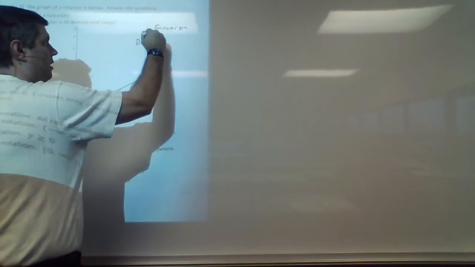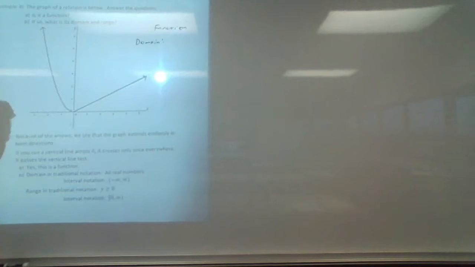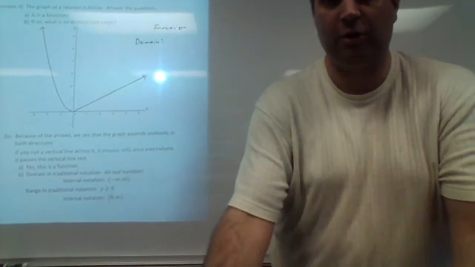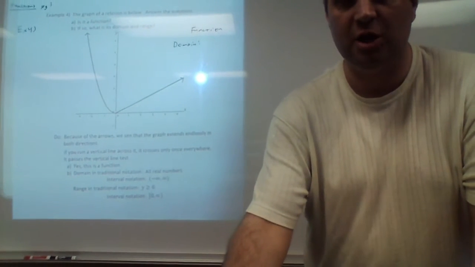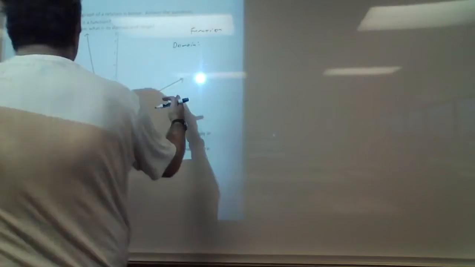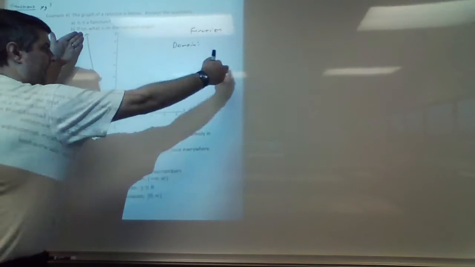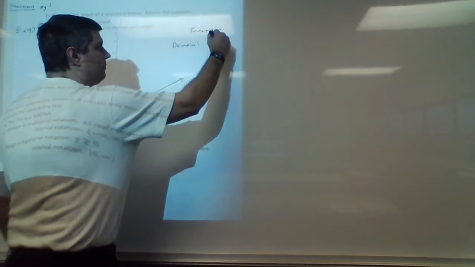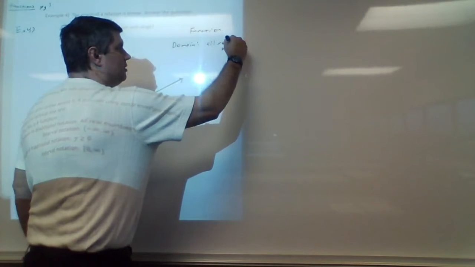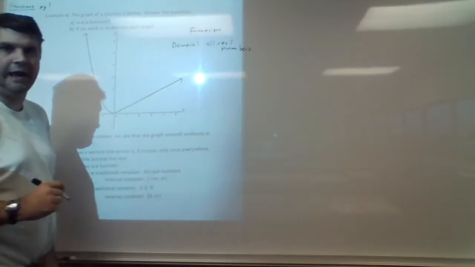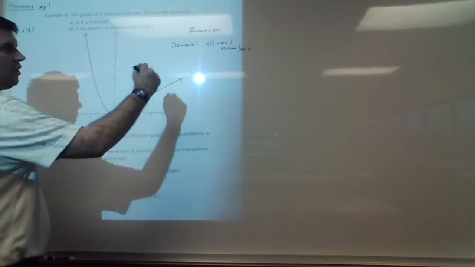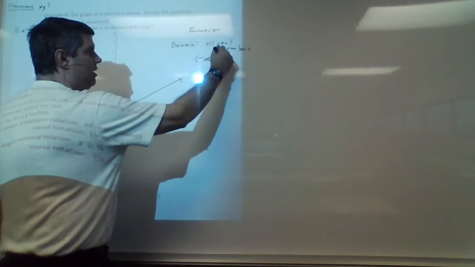Now, the domain. These arrows indicate that it will go on forever in both directions. Okay? Go forever in both directions. So as a consequence, the domain goes forever that way, it goes forever this way. So the domain is all real numbers. Okay, all real numbers. In interval notation, that is described as negative infinity to infinity.